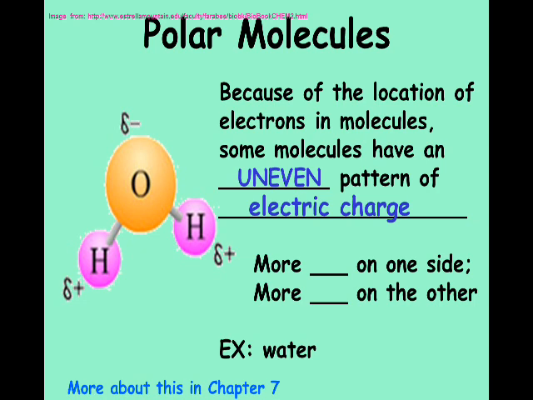Think about a magnet that has poles, and the plus side will be attracted to the minus side of another magnet. And it works the same with molecules. You have more pluses on one side, more minuses on the other, and it makes this molecule act in certain ways.